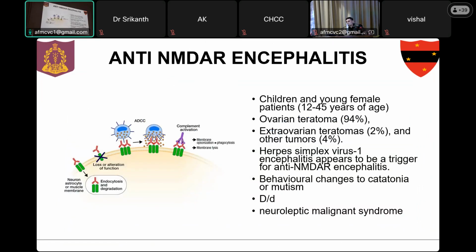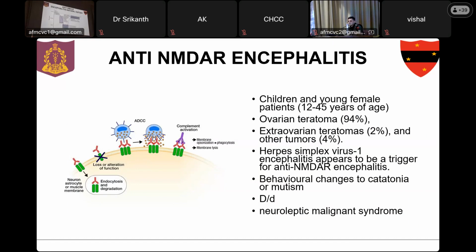Anti-NMDAR encephalitis is generally seen in young females. 94% of the associated cases are ovarian teratomas. Up to 2% can be extraovarian teratomas. HSV encephalitis is known to trigger anti-NMDAR encephalitis, and they can also present with neuroleptic malignant syndrome. We have already had a couple of cases which primarily presented as neuroleptic malignant syndrome.